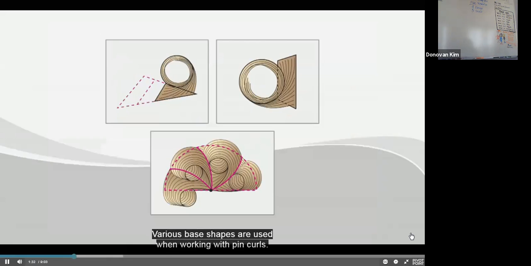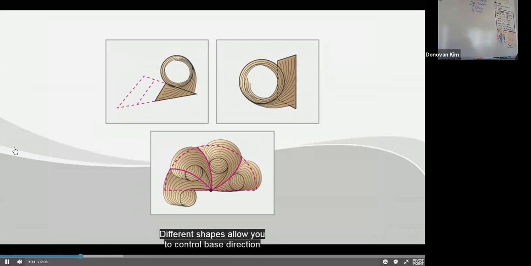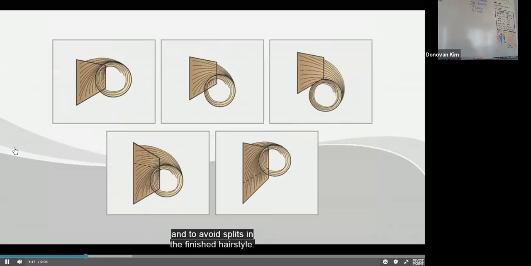Various base shapes are used when working with pin curls. Most often used shapes are triangle, square or rectangle, and crescent. Different shapes allow you to control base direction and to avoid splits in the finished hairstyle. Base sizes also vary in relation to the diameter of the circle, which in turn determines the resulting wave or curl. Pin curl base control refers to the size of the base in relation to the size of the curl and the curl's position relative to the base.